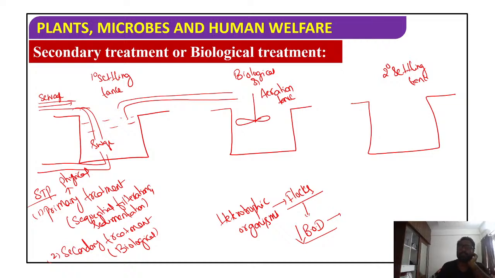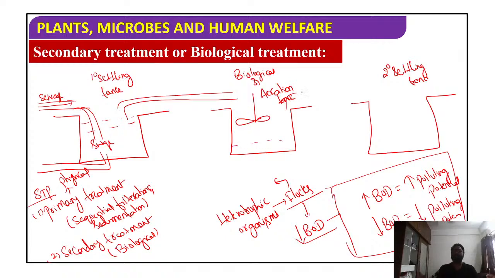Keep in mind that high BOD is equal to high polluting potential. Whatever you send to the secondary settling tank is a different process. If you want to use it for drinking purposes, you can go for tertiary treatment also, but many times we can't use it for that, and we send it directly to natural water bodies.